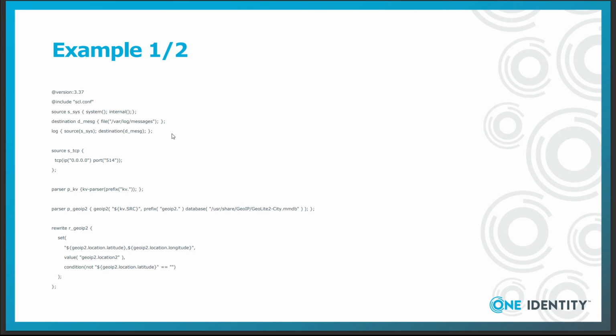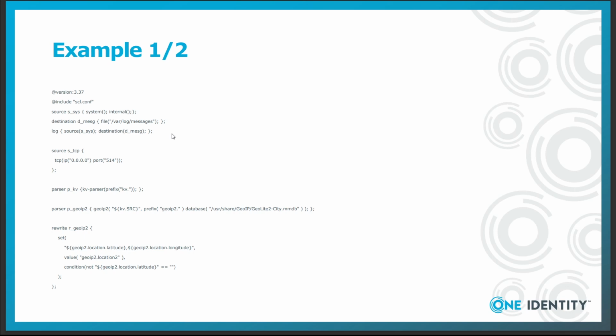As usual, the configuration starts with the version number declaration and including the Syslog-ng configuration library. It is followed by a source for local log messages, a file destination, and the log statement which connects the two together. iptables log messages are collected by a TCP source. These log files are first parsed by the key-equals-value parser, then by the GeoIP parser. You can learn more about these in the previous part of my tutorial.